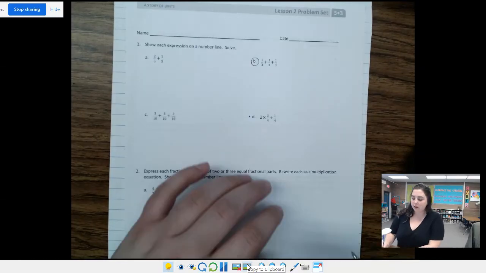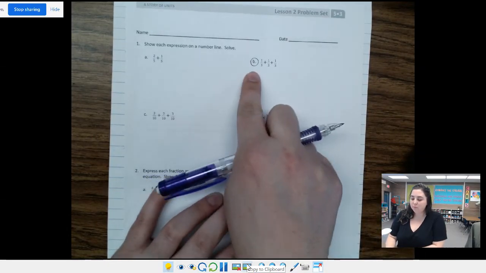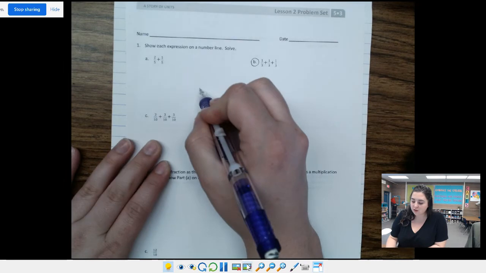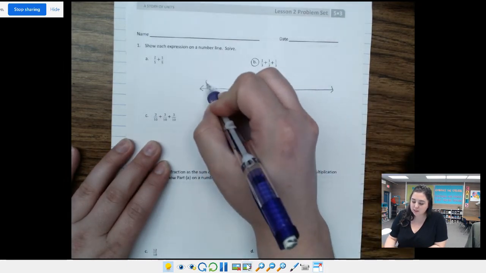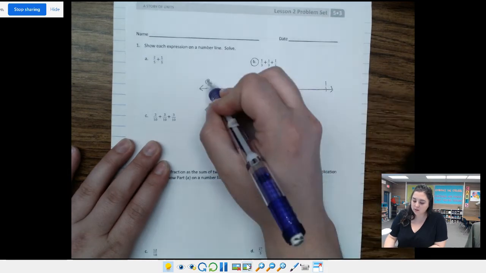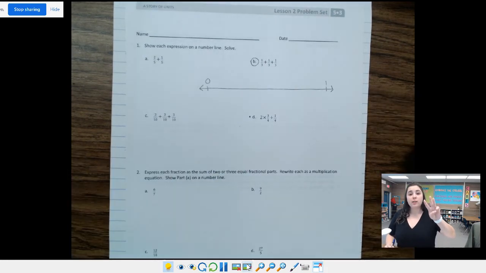Okay, let's check our work. So for B, we're working with thirds. So you should draw a number line. Make sure you have 0 and 1 marked. And then because you want 3 sections, draw 2 lines.